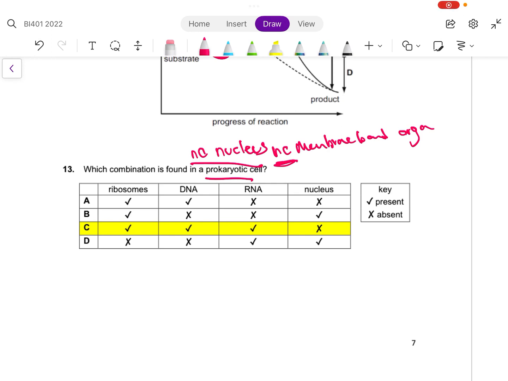Okay, so which combination is found in a prokaryotic cell? You shouldn't find any nucleus. Can you find RNA and DNA? That's still possible. Okay, can you find ribosomes? Right? Ribosomes, yes, you will find ribosomes. Ribosomes are needed for protein synthesis. Okay? And ribosomes are not membrane-bound organelles. Instead, they are made up of a mixture of proteins and RNA. So C is the best answer.